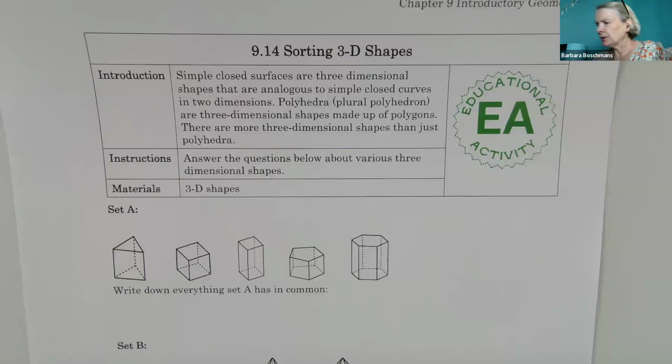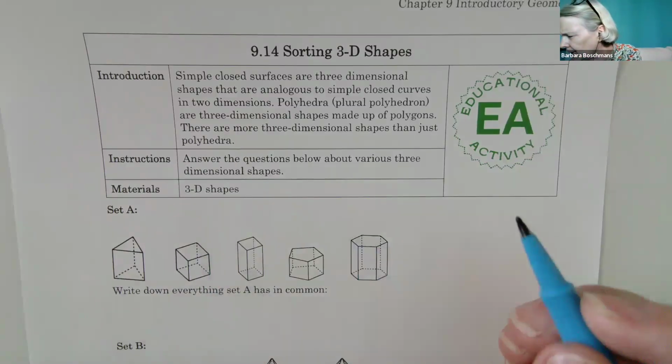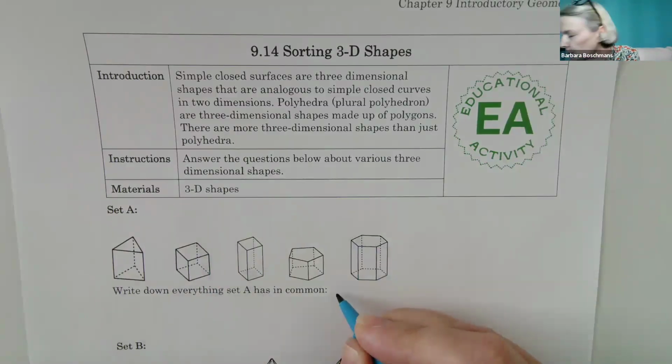Activity 9.14 is sorting 3D shapes. Before doing this activity, you should cut out your nets and/or use your power solids and divide them into 3 sets. The goal of this activity is to have prisms, pyramids, and non-polyhedra, so anything with a circle. So set A is going to be your prisms.